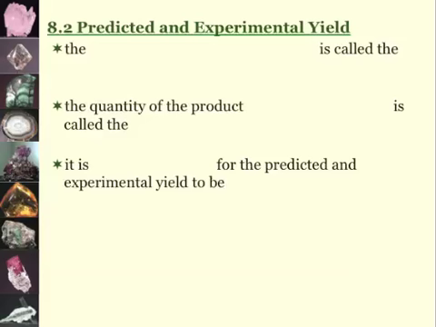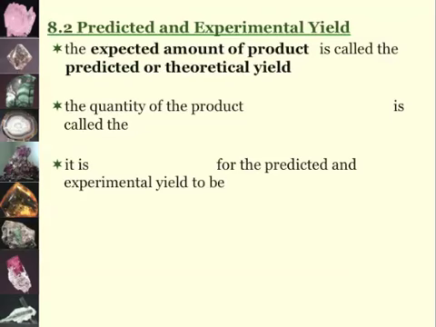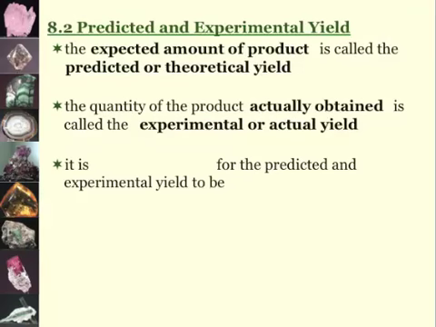Alright, so, predicted and experimental yield. The expected amount of product is called the predicted or the theoretical yield. The quantity of the product actually obtained is called the experimental or actual yield. It is extremely rare for the predicted and the experimental yield to be the same.